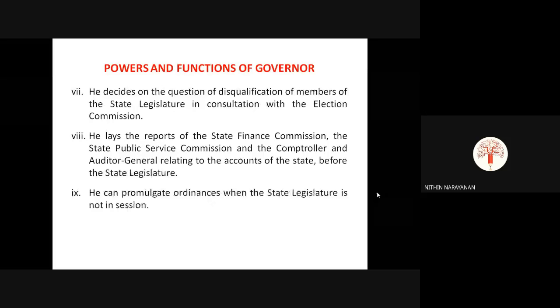Then he decides on the question of disqualification of members of the state legislature in consultation with the election commission. Also in the case of the legislature, similarly in the case of the parliament members, there are certain qualifications needed. There are certain disqualifications which can happen later also. So in such cases, the decision whether to disqualify a particular person who is elected as an MLA, that is a member of the legislative assembly, is decided by the governor. So governor ആണ് അതിൽ final decision എടുക്കുന്നത് whether we need to disqualify him or not.